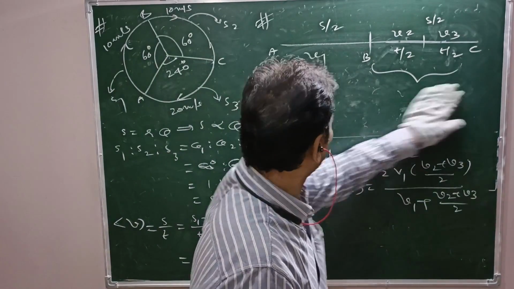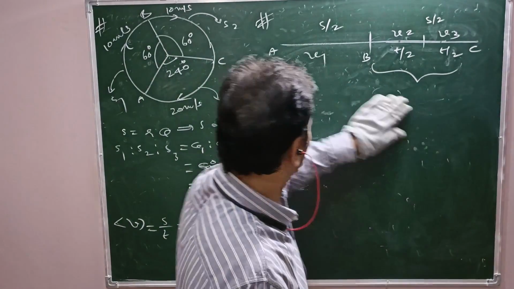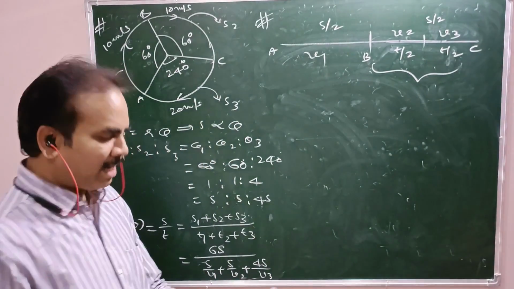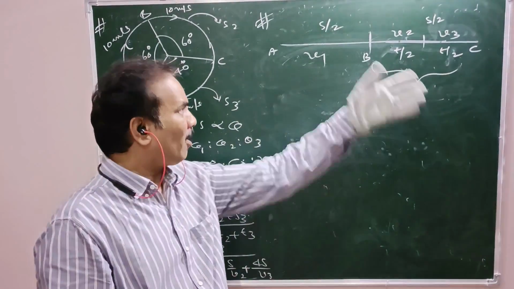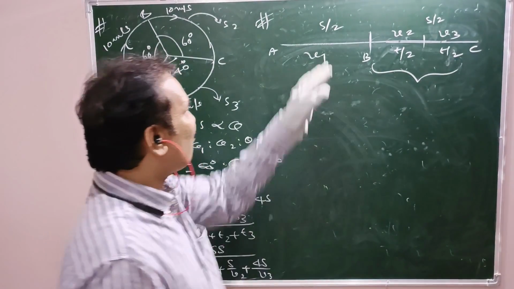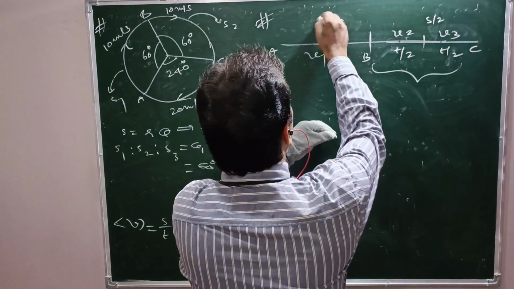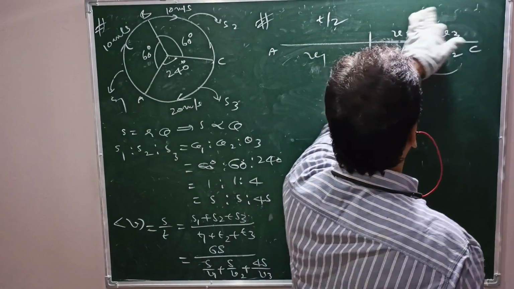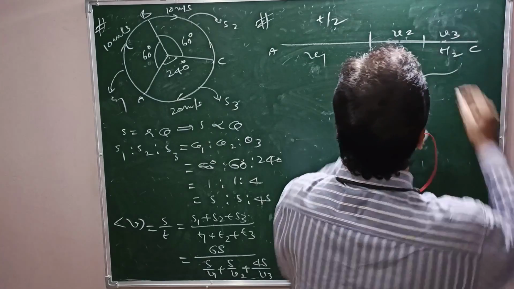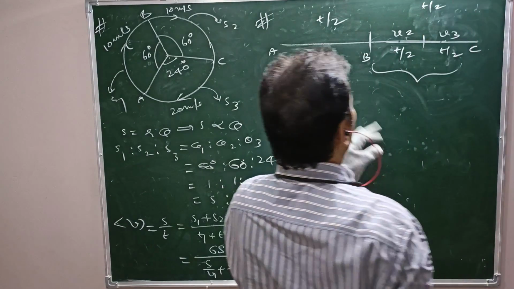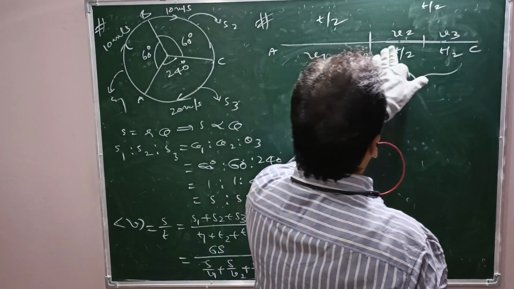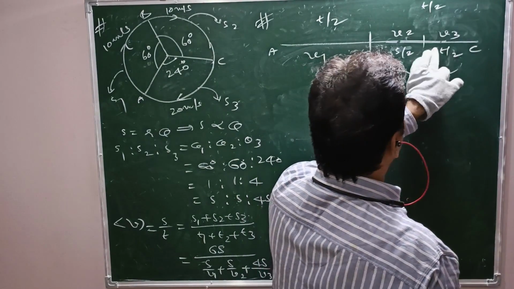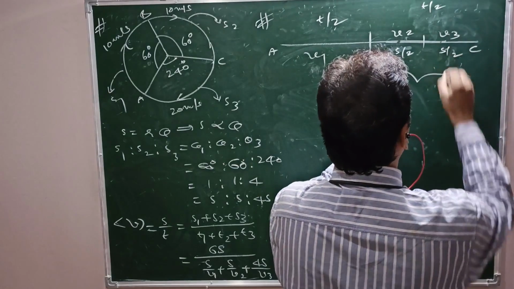See, suppose a particle moves along the path such that half of the journey time is with the speed v1, and the next half of the journey time is such that half of the distance is with the speed v2, and the next half of the journey distance is with the speed v3.